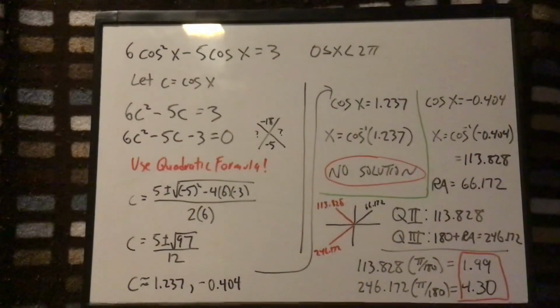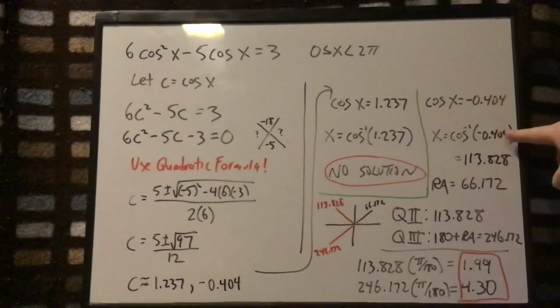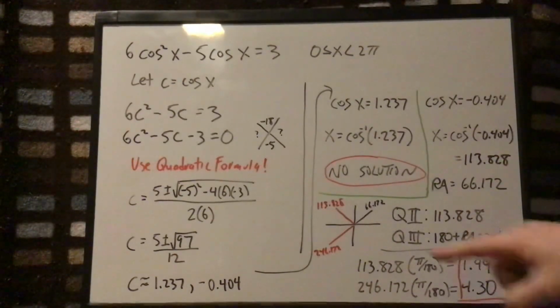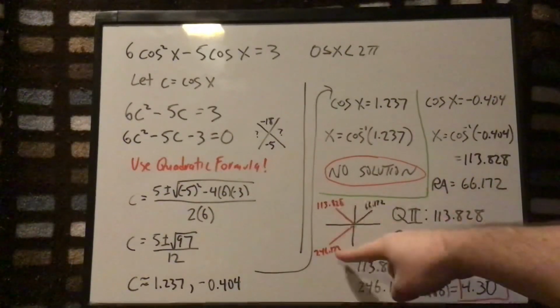Now, the other equation does have answers because if I do cosine inverse in the calculator, I'm doing cosine inverse of something negative, so it's going to give me a quadrant 2 angle. Hopefully you remember that from the video on inverse trig functions. Now, there's more than one solution. This is only one of the solutions, so I have to go back and find the other. The one solution I have is the quadrant 2 angle of 113.828. I need to get the other angle, which is 246.172.